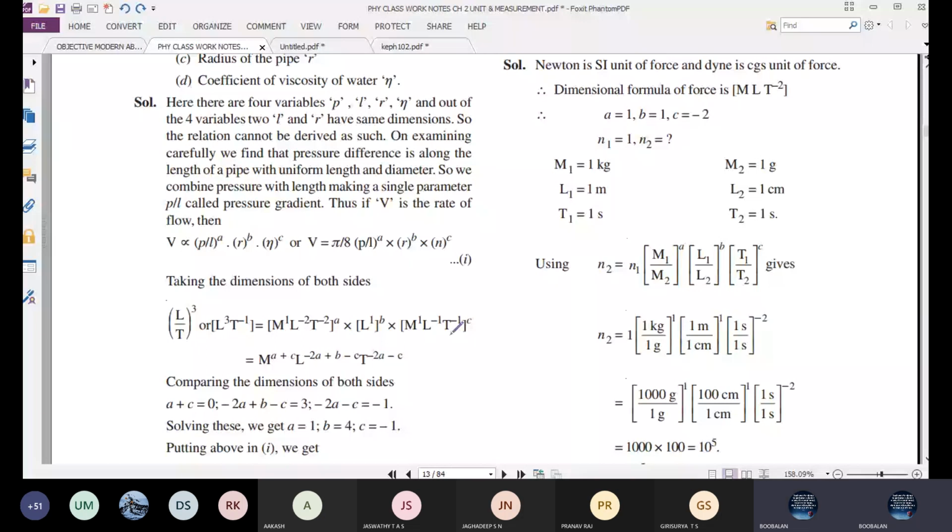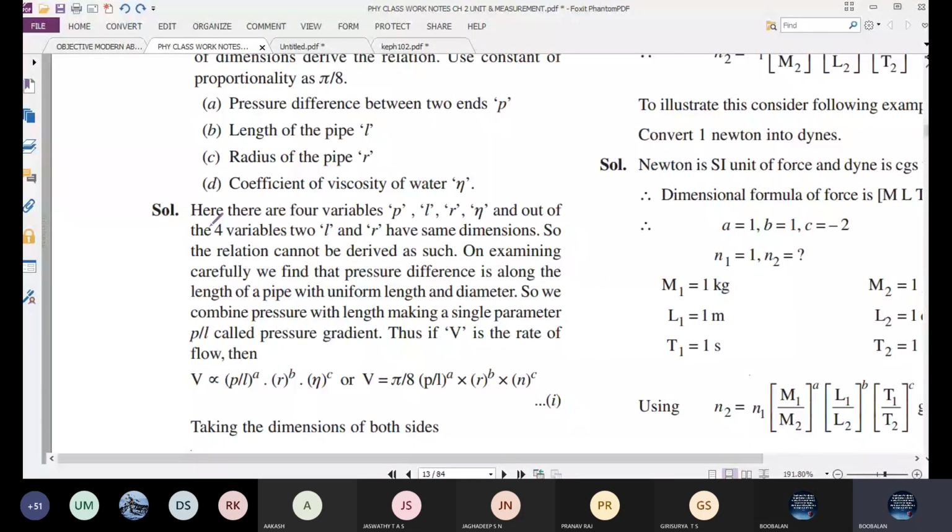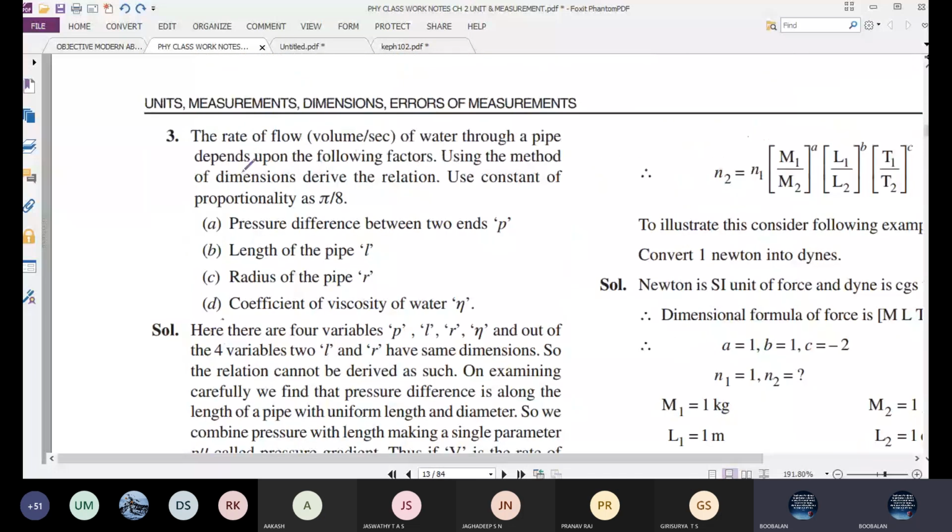Here, four variables. The rate of flow of volume per second of water through a pipe depends upon the following factors. Using the method of dimensions, derive the relation. Use the constant of proportionality, pi by 8. The pressure difference between the two ends P, length of the pipe L, radius of the pipe R, and coefficient of viscosity of water, that is eta.